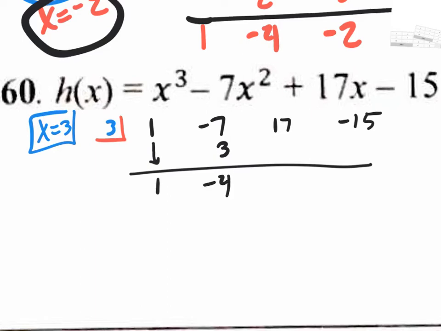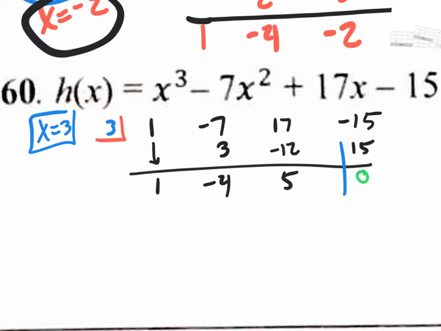As you go up, you multiply. 3 times negative 4 is negative 12. As you go down, you combine. 17 take away 12 is 5. As you go up, you multiply. 3 times 5 is 15. My remainder is 0. That does not surprise me because we found out on our Desmos app that it has the x-intercept of 3, which means that the answer is 3. So when you plug in the answer, the remainder is going to be 0.